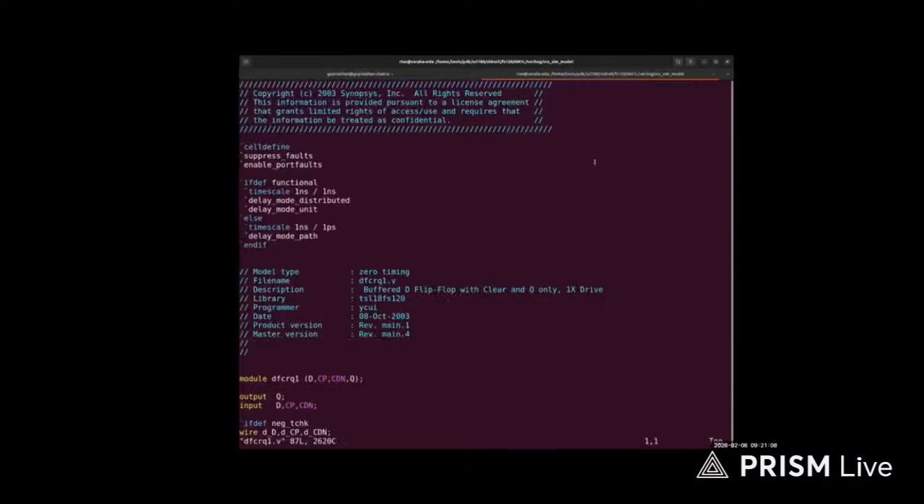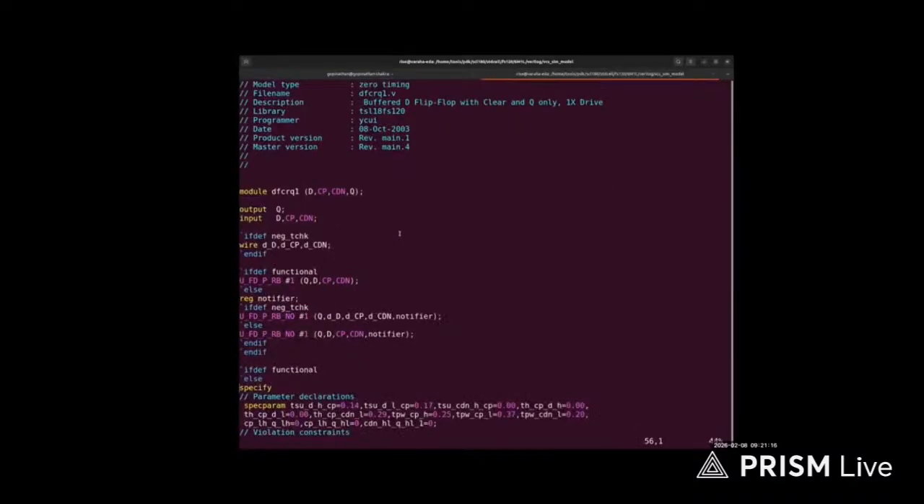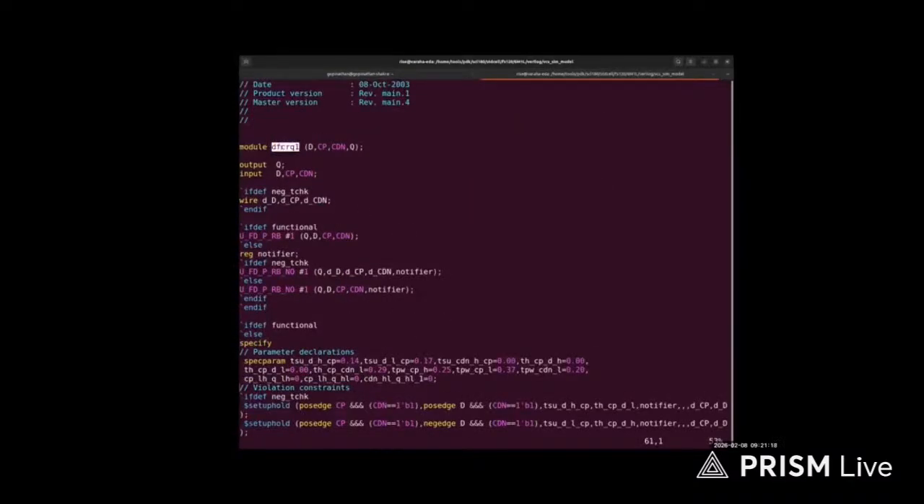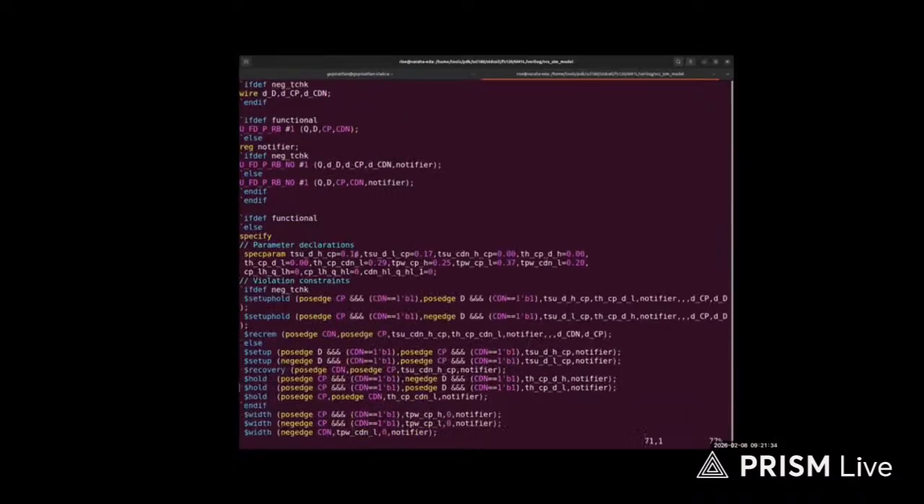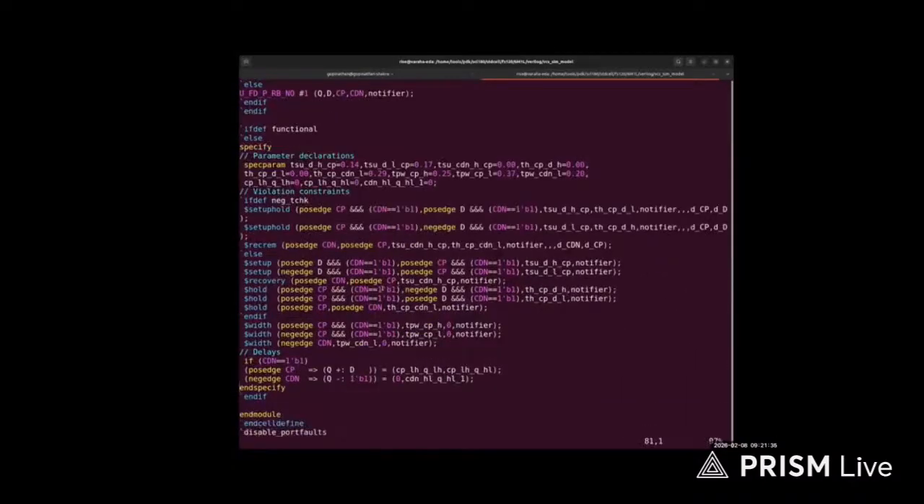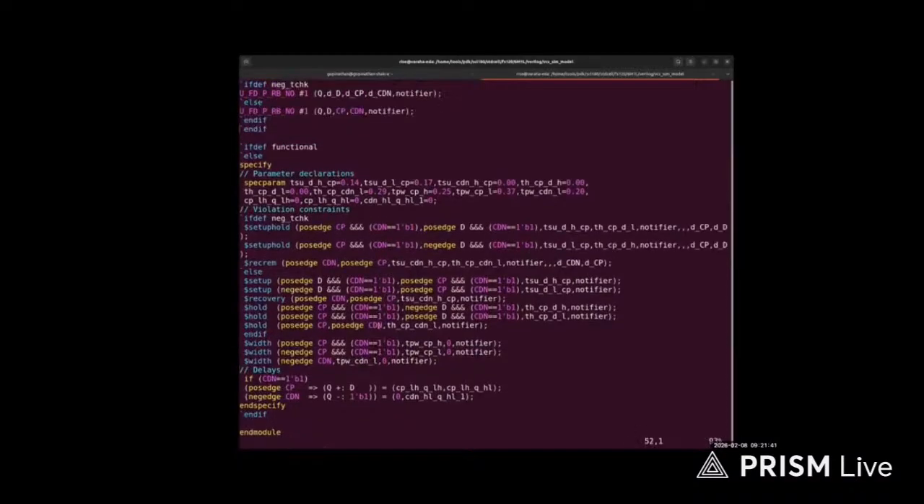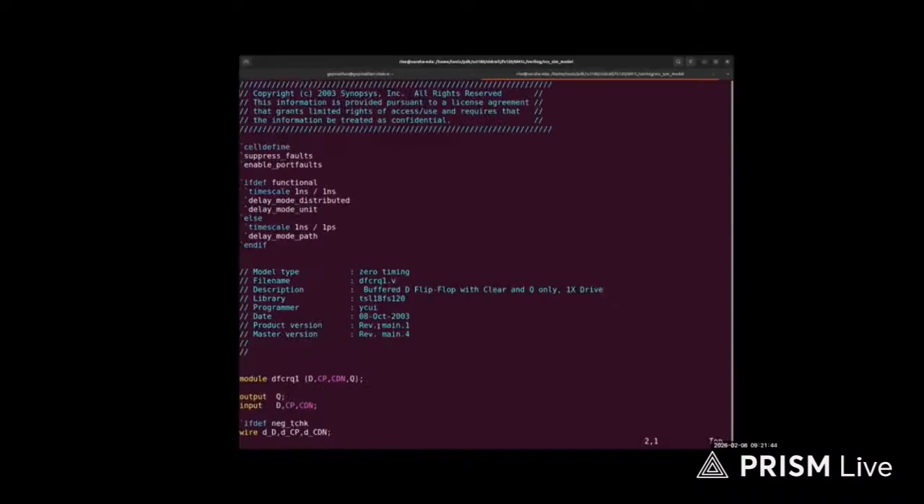If you open this, this is a Verilog model. Here, if you see, it has DFCRQ1, DCP CDNQ. Okay. This has information about the functionality of this particular flip-flop. These are not written by us. These are provided by the fab foundry. This has information on how it works. So this is the Verilog model which we will be taking and using.